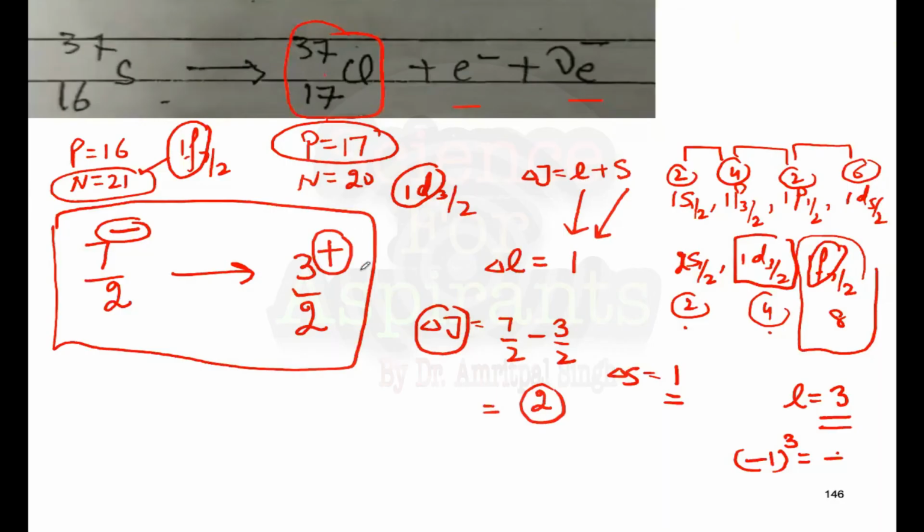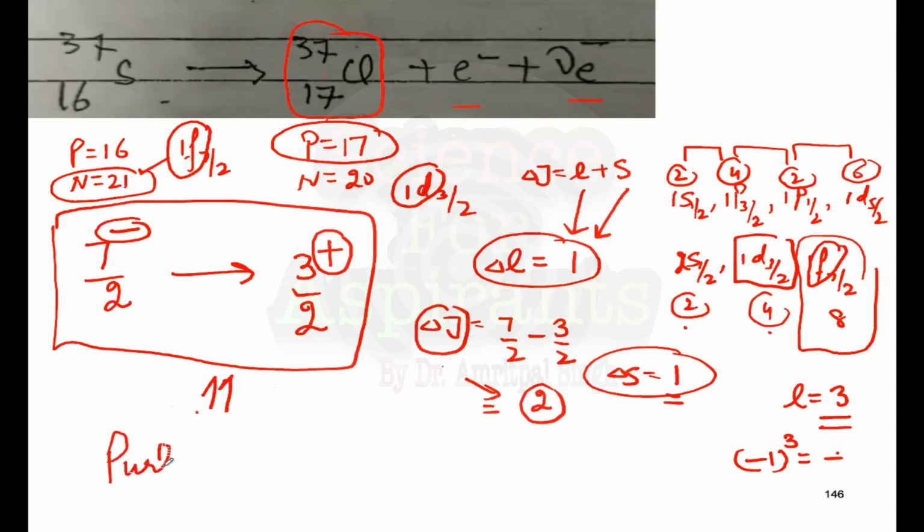About the first order forbidden transition, delta L value is coming 1, so total J is 2, therefore delta S is equal to 1. So what does it mean? It means both the particles have parallel spin, therefore delta S is 1. So this is a purely GT transition. So this is a purely GT first order forbidden transition.